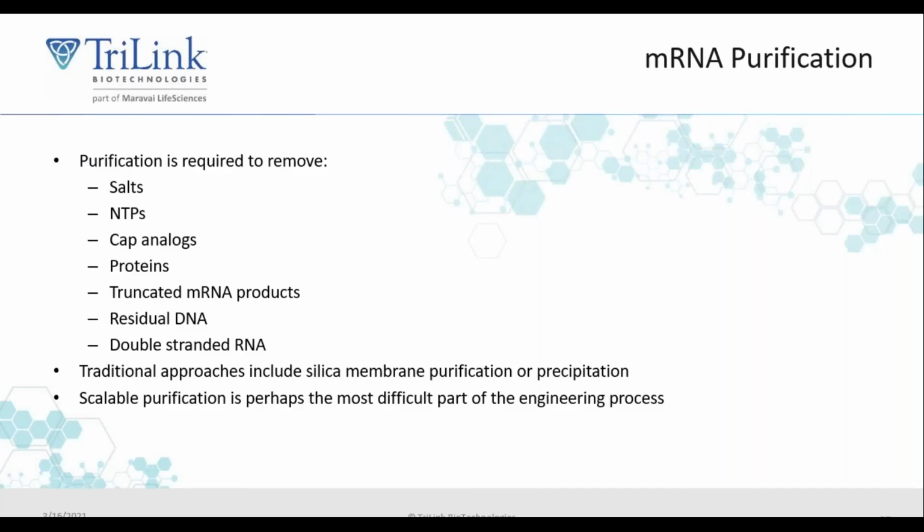So purification of mRNA is really meant to remove salts, NTPs, cap analogs, proteins, truncated or fragmented mRNA products, residual DNA, or double-stranded RNA. Some of the more traditional small-scale approaches can include silica membrane purification, which is basically a typical spin column based purification with a membrane that catches your RNA and filters through the impurities that you don't want. There's other types of purifications as well, such as precipitations. Many people are probably familiar with lithium chloride precipitation, but these are really good for small-scale projects.